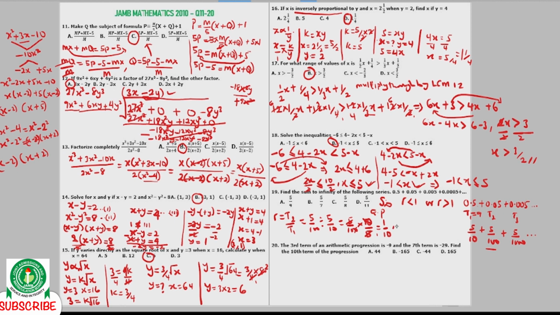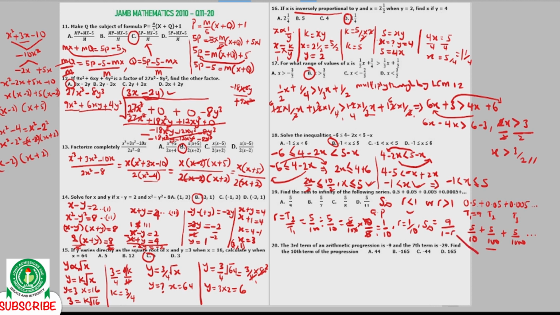R equals 1 over 10 for this series, meaning that our R is less than 1. So which formula are we going to use to solve this problem? The formula we use is A over 1 minus R, because R is less than 1. The sum to infinity is equal to A over 1 minus R.